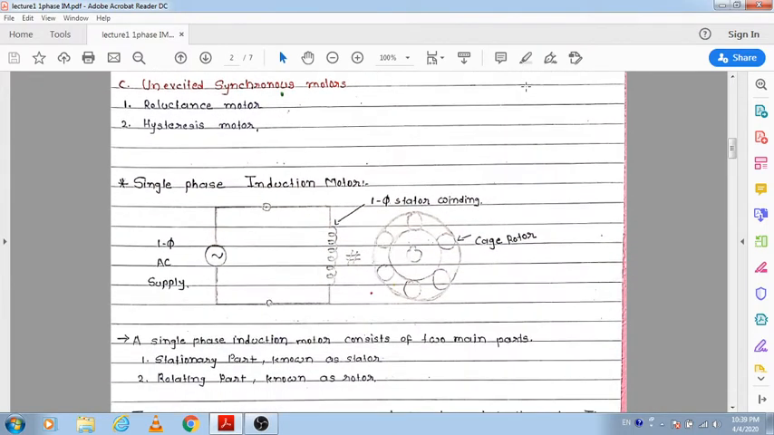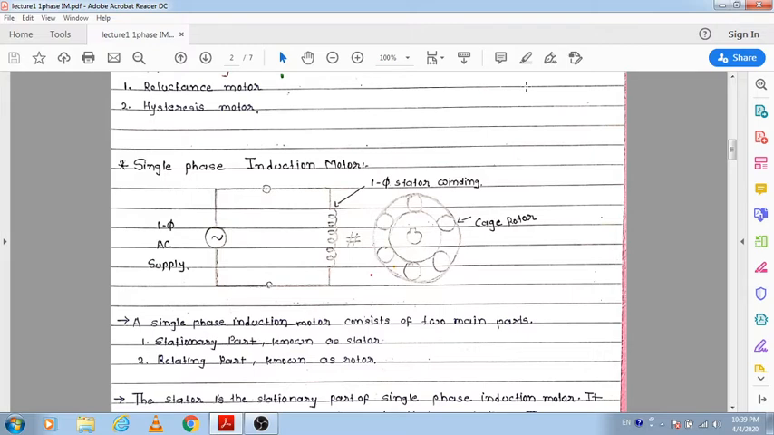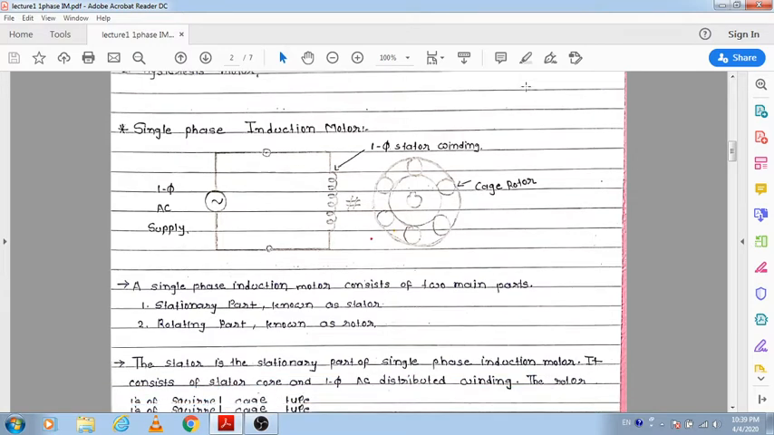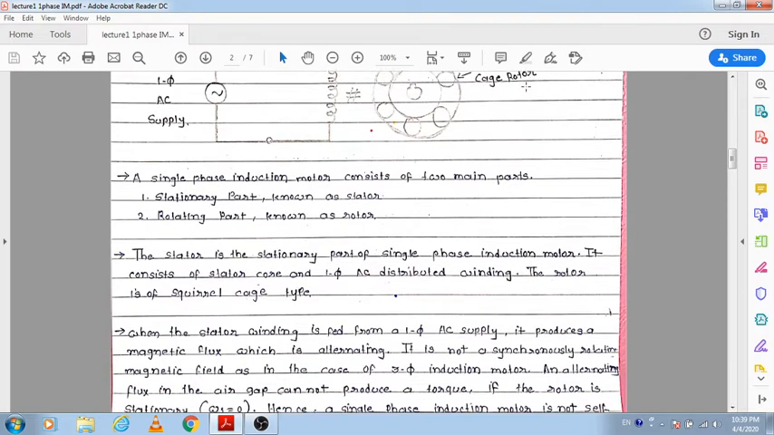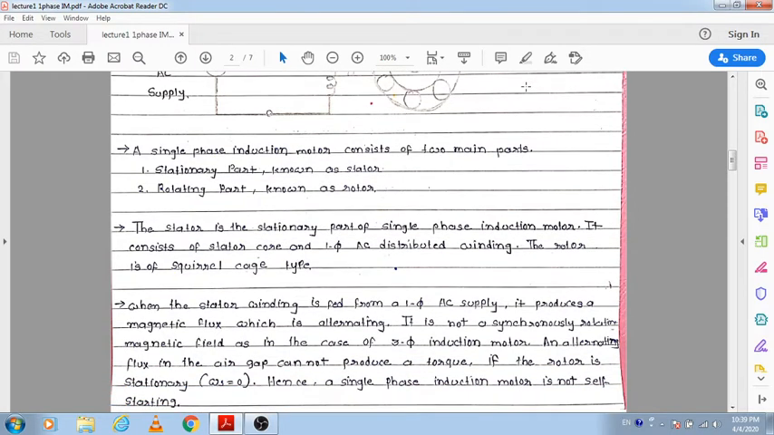Now we see the circuit diagram of the single phase induction motor. Any motor has two main parts: first is the stator part and the other is the rotor part. In the rotor part, we especially use the cage rotor for the single phase induction motor. The stator is the stationary part of the single phase induction motor. It consists of the stator core and distributed AC winding with the squirrel cage type. When the stator winding is fed from a one-phase AC supply, it produces a magnetic flux which is alternating, not a synchronously rotating magnetic field.